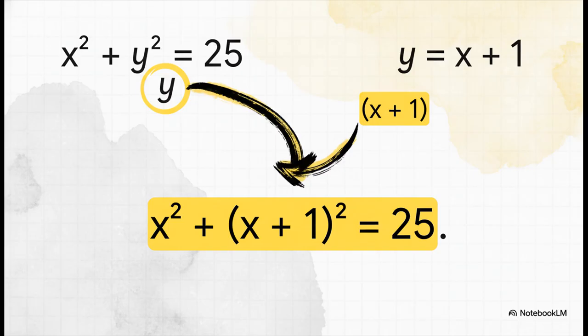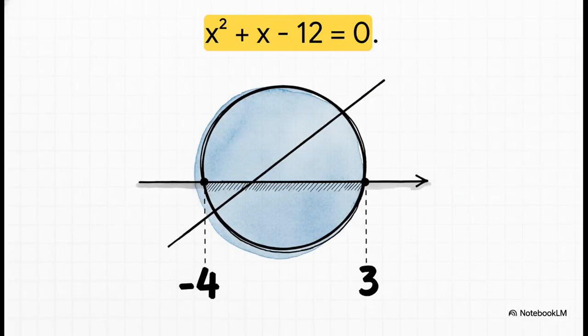So our first real move is to take that expression, the x plus 1, and plug it right into the y spot in the circle's equation. This is the magic move, people. It merges our two equations into one single problem that we can actually solve. So after we expand that out and clean up the algebra a bit, what are we left with? A standard quadratic equation. And with a little bit of factoring, boom, it tells us our two possible x values for the intersection points are -4 and +3.